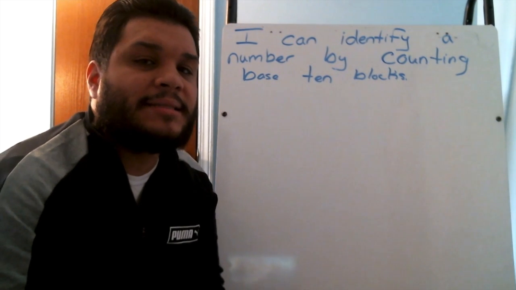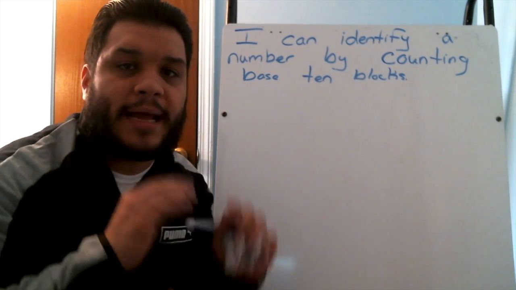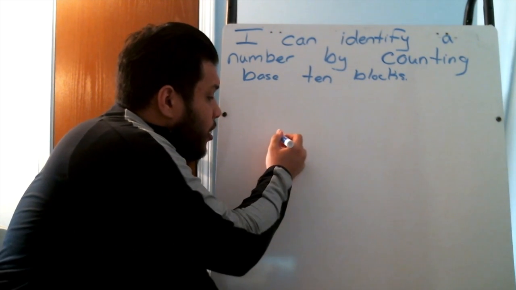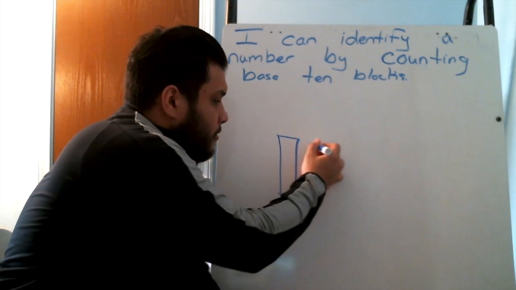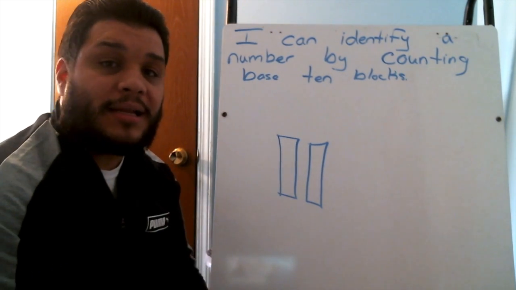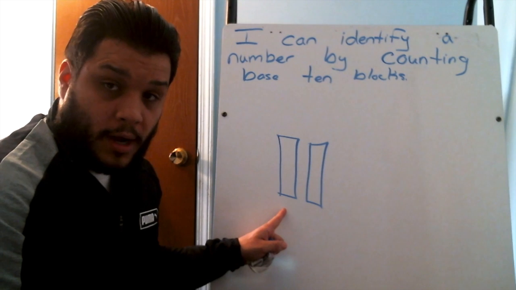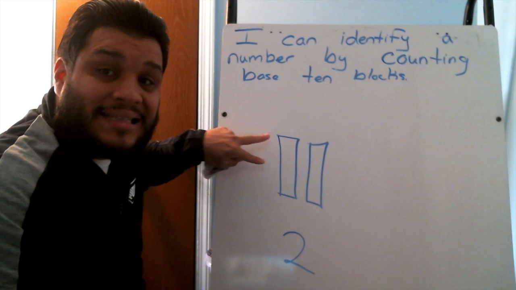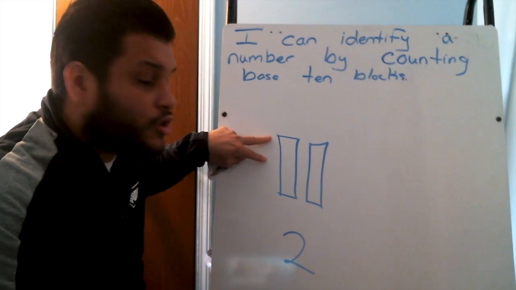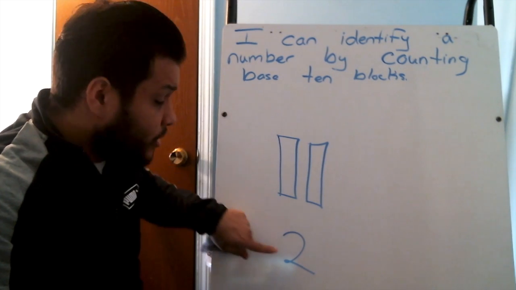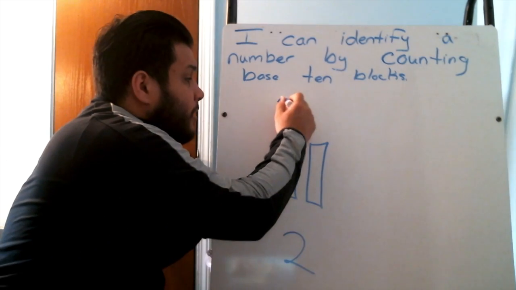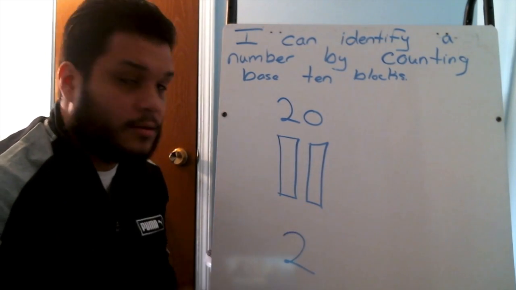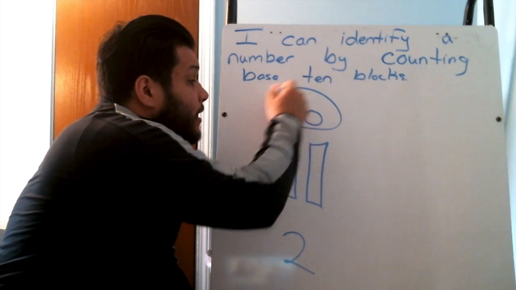So when we see a base 10 block, why is it important for us to count by tens and not by ones? If I was to draw this on the board, if I counted it by ones, I would say 1, 2. But is this demonstrating, remember yesterday we learned that word demonstrating, is this demonstrating or showing 2, or is it showing 20? Which one do you think this is showing? Yes, it is showing 20.